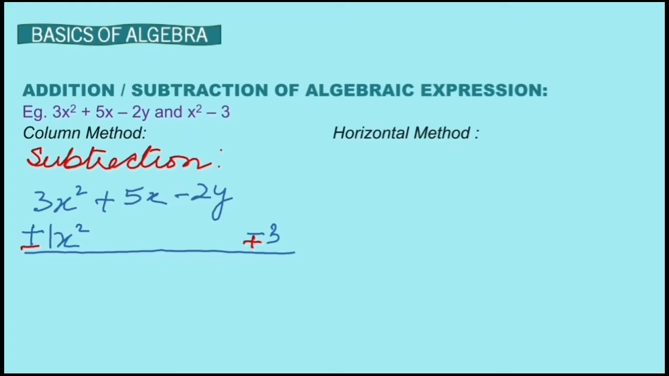While adding, we will consider the second signs in the second column. So 3 minus 1 is 2. The first term becomes 2x square. The second, third and fourth terms are to be copied down. But while doing this, we will write plus 3 because now it has a positive sign.